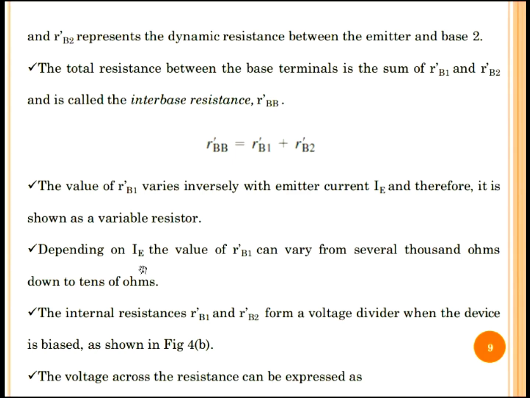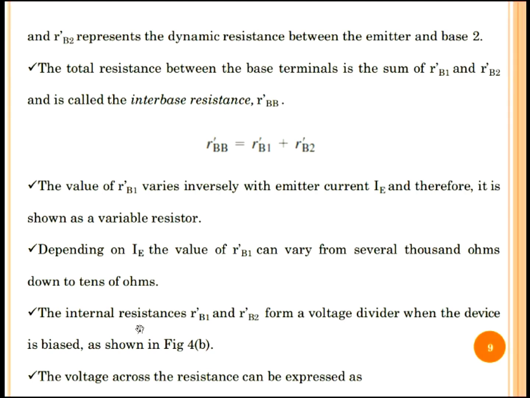Depending on IE, the value of RB can vary from several hundred ohms down to tens of ohms. So basically, it can vary from ohms to kilo ohms range. The resistance value of RB1 can be tuned from maybe 1 ohm to several kilo ohms. Kilo-ohm order can be varied. It's basically a huge amount.